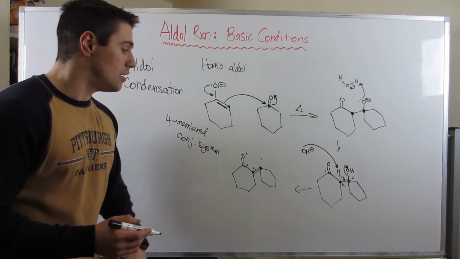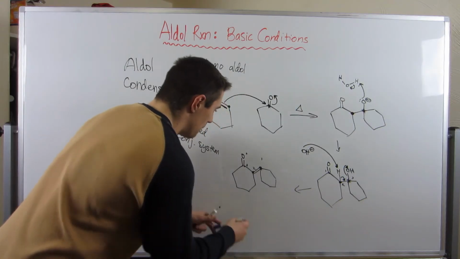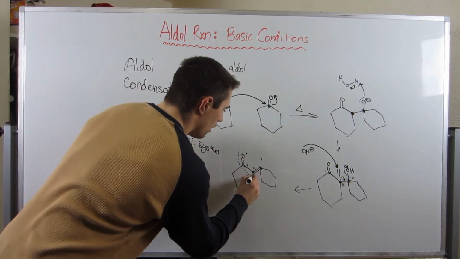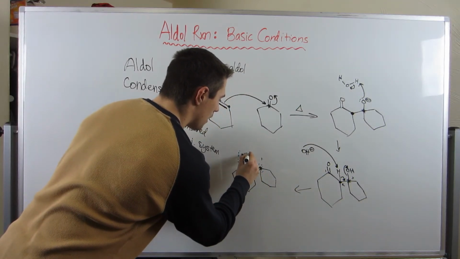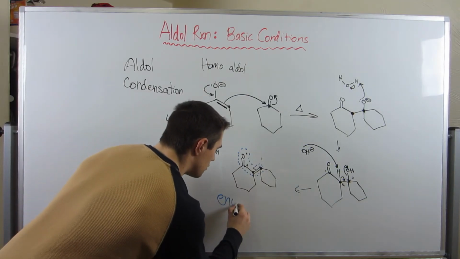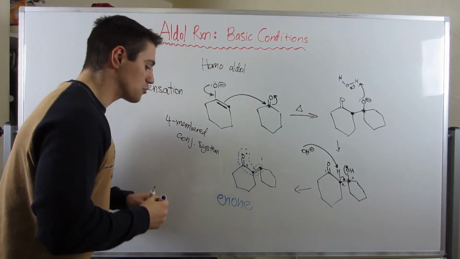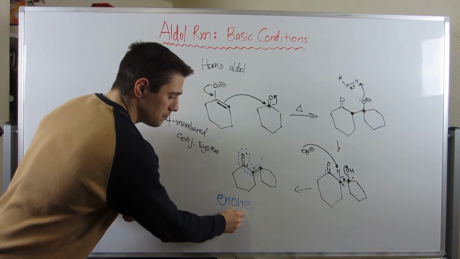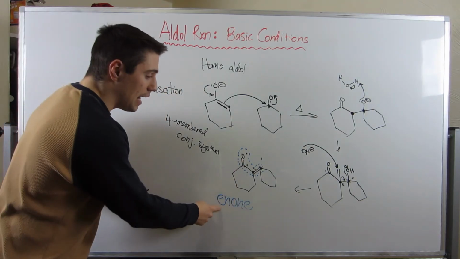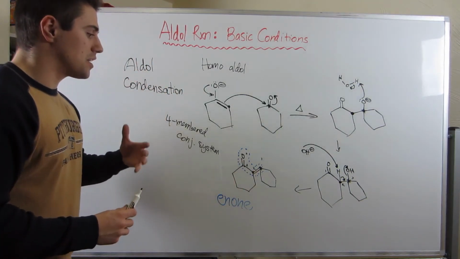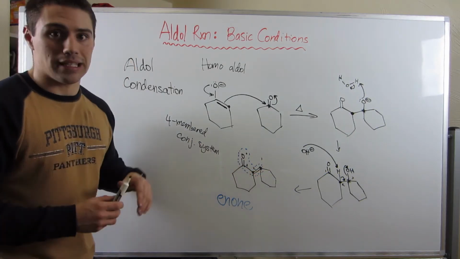Also, here's another word for this. Instead of saying 4-membered conjugated system, since it doesn't exactly have a ring to it, you can call this functional group right here what's termed an enone. And here's why. ONE for ketone, EN for alkene, right? So it's like an alkene runs right into a ketone.